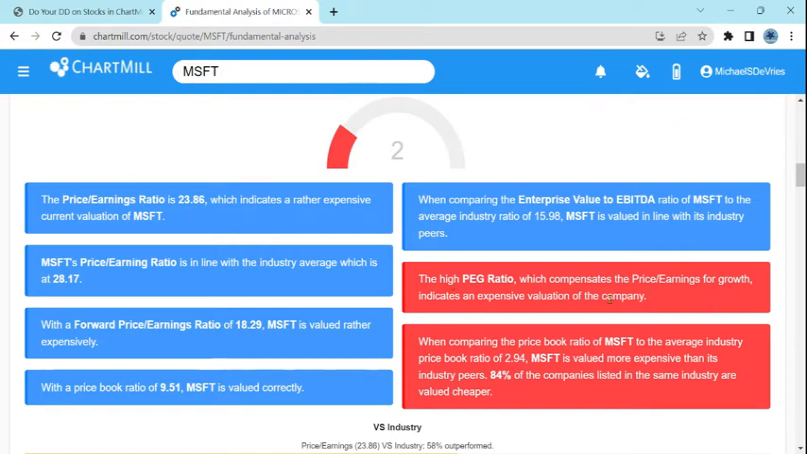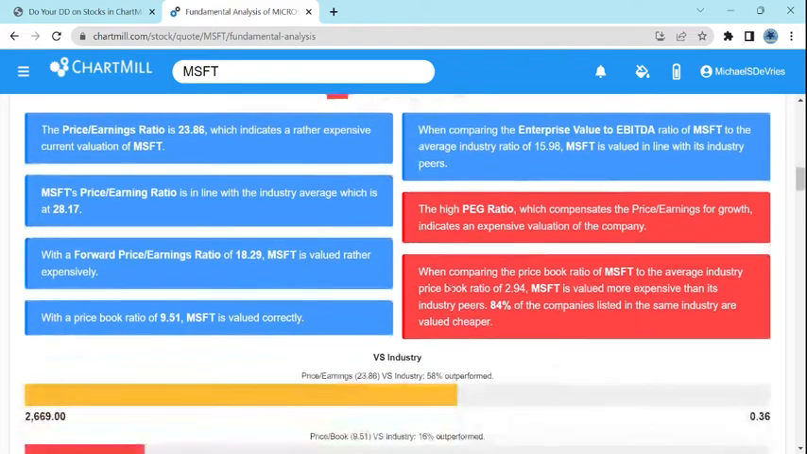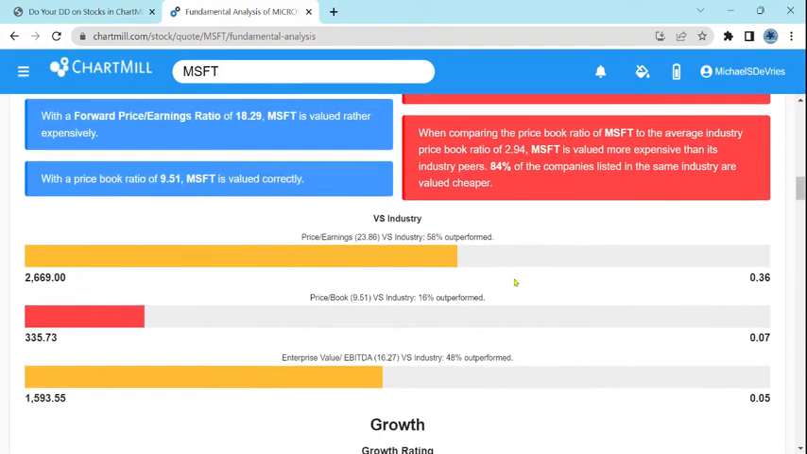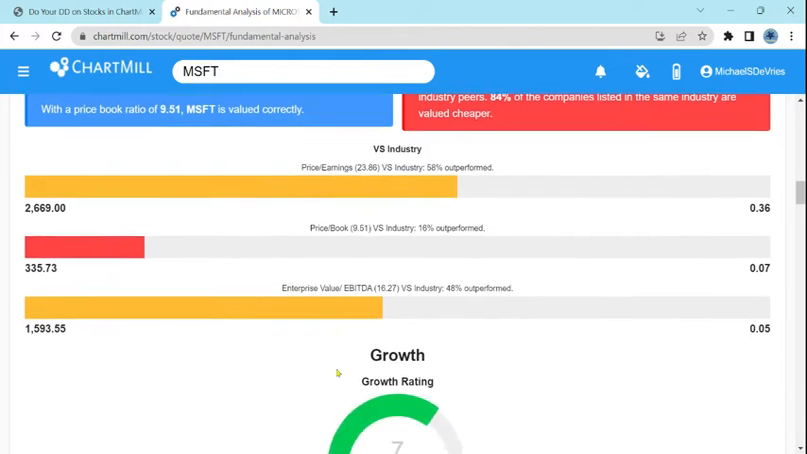And again, they give an explanation. So they say it's an expensive valuation of the company. And they say that on price to book, it's valued more expensive than its industry peers. In detail, 84% of the companies listed are valued cheaper. So again, a lot of details on each of these metrics. And then again, for each one, where does that particular company rank relative to the other companies in that industry? So we see Microsoft is a little above average in price to earnings, below in price to book, and about average, a little below average in EBITDA.